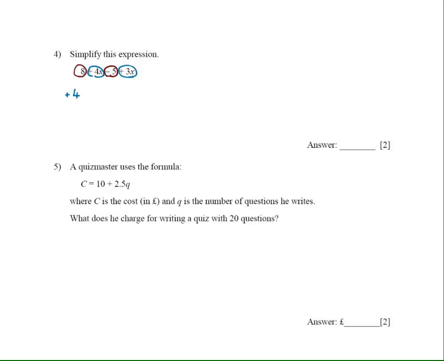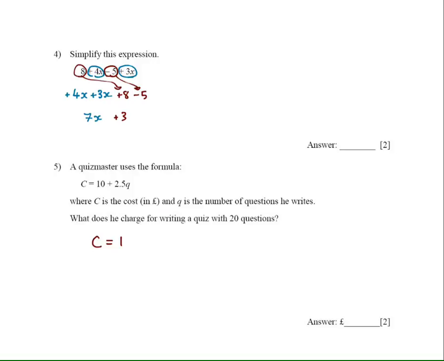Now I may write these in a different order. I may write the x terms first, and then the unit terms second. We can add the x terms. 4x plus 3x is 7x, and 8 minus 5 is plus 3. So that should be your final answer.